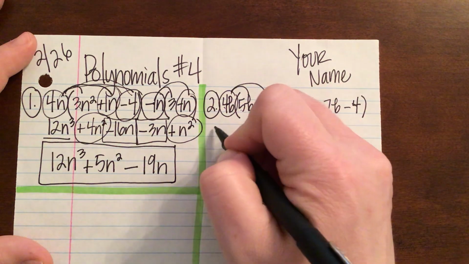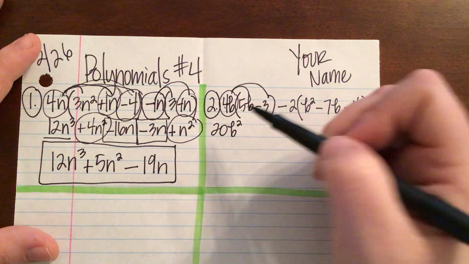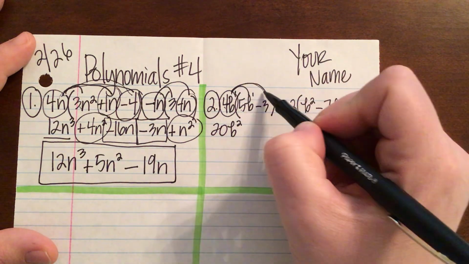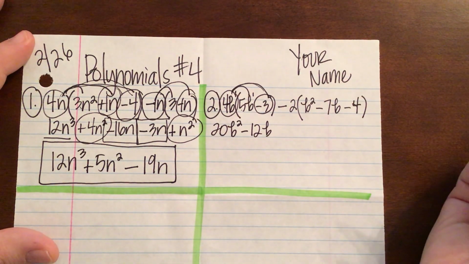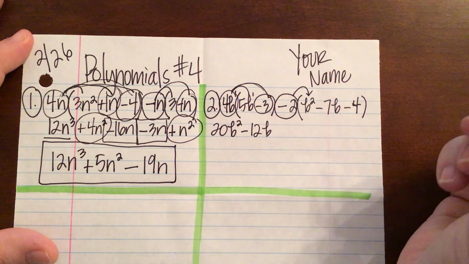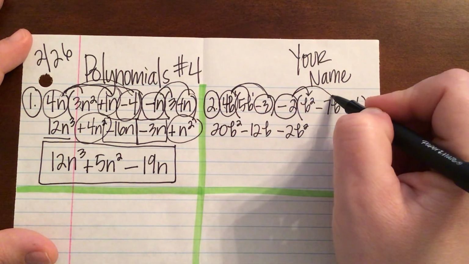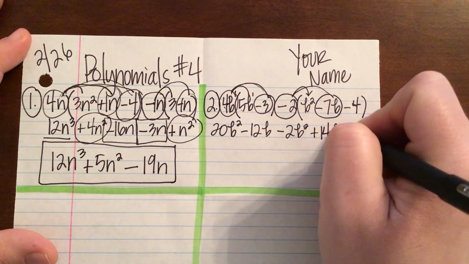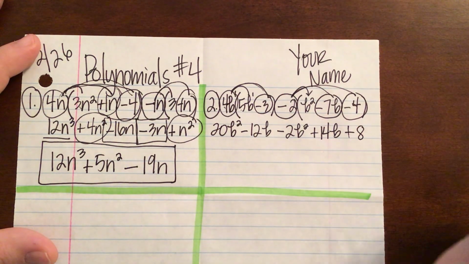4b times 5b is 20b squared. Multiply the coefficients, add the exponents. If you need to put in those ones to remind you, do it. 4b times negative 3 is negative 12b. Moving on to the second part to distribute, negative 2 times b squared is negative 2b squared. Negative 2 times negative 7b is positive 14b. And negative 2 times negative 4 is positive 8.